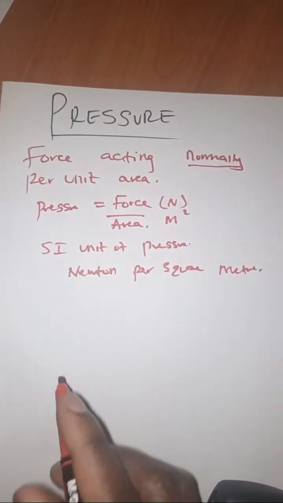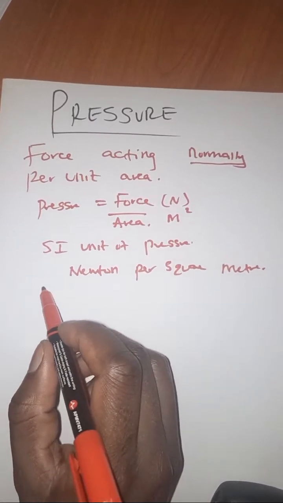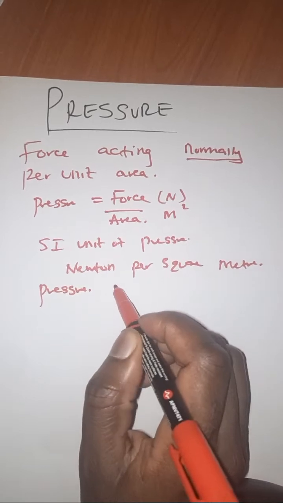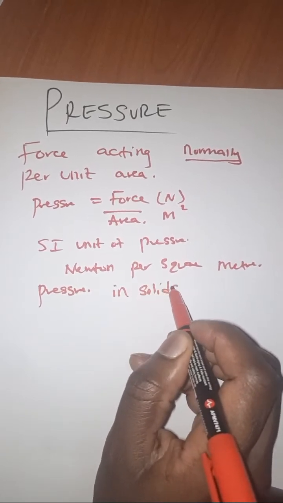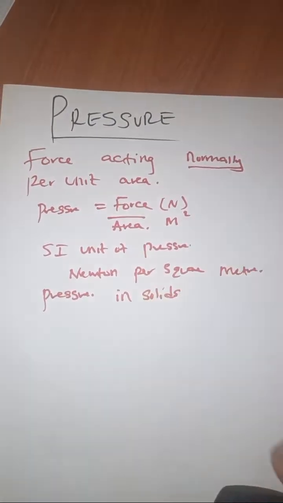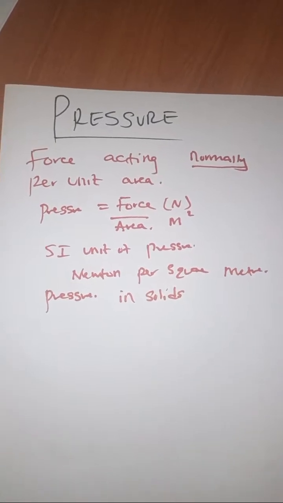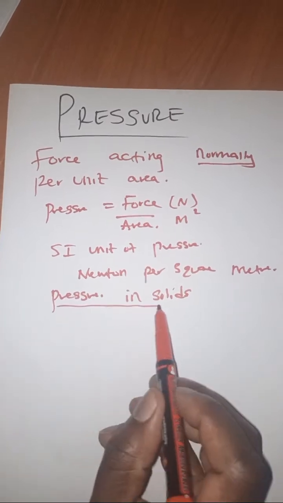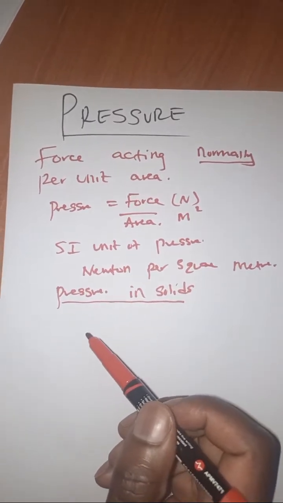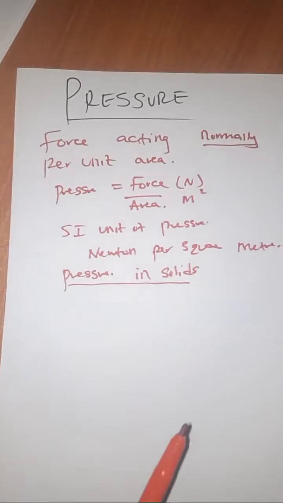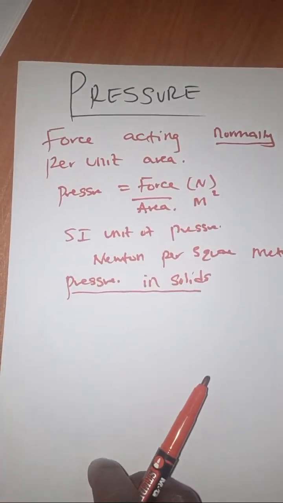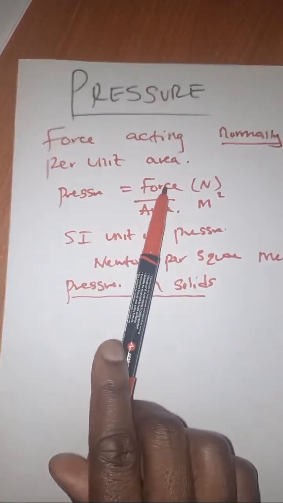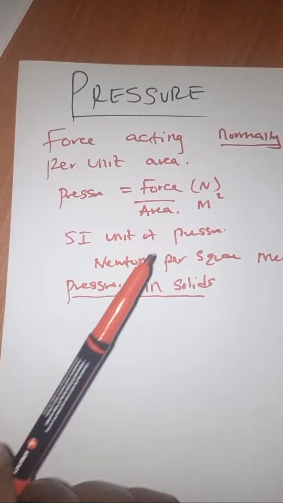Then from there we normally talk about pressure in solids, and again we also talk about pressure in liquids. So what are we talking about with pressure in solids? This is the point where we apply the formula that pressure is given by force over area.